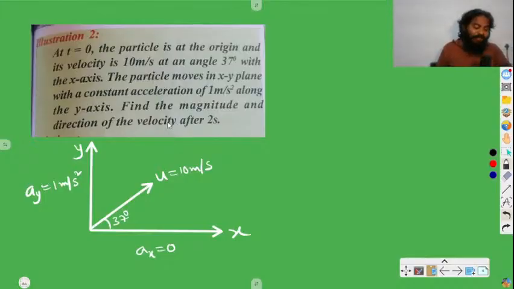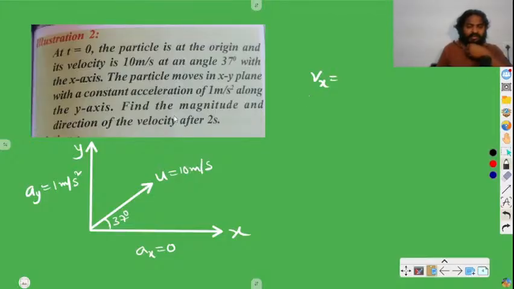What is the direction of the velocity after 2 seconds, right? He is asking about direction also here. He did not ask about trajectory, he is asking about the direction. Now here, since he asked first to find the magnitude and direction of the velocity, let us find out the velocity after 2 seconds. First of all, we will find the x component of velocity. V_x is equal to, since there is no acceleration along the x-axis, directly speed is equal to distance by time.